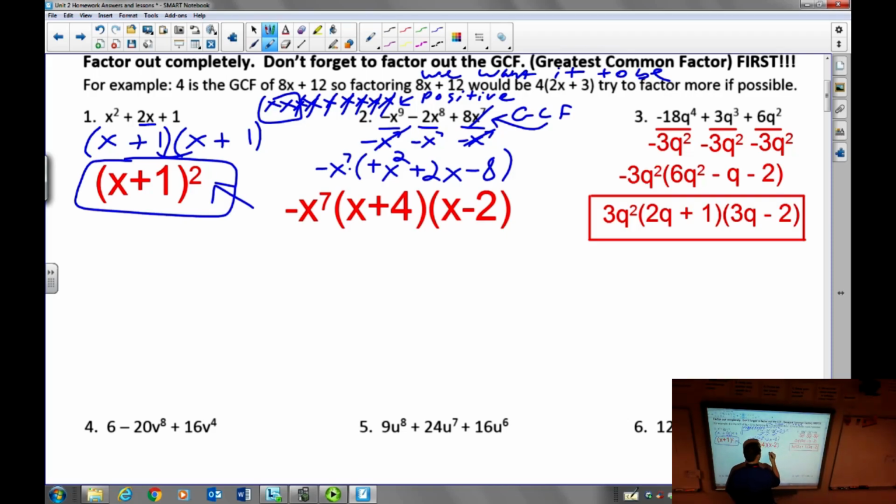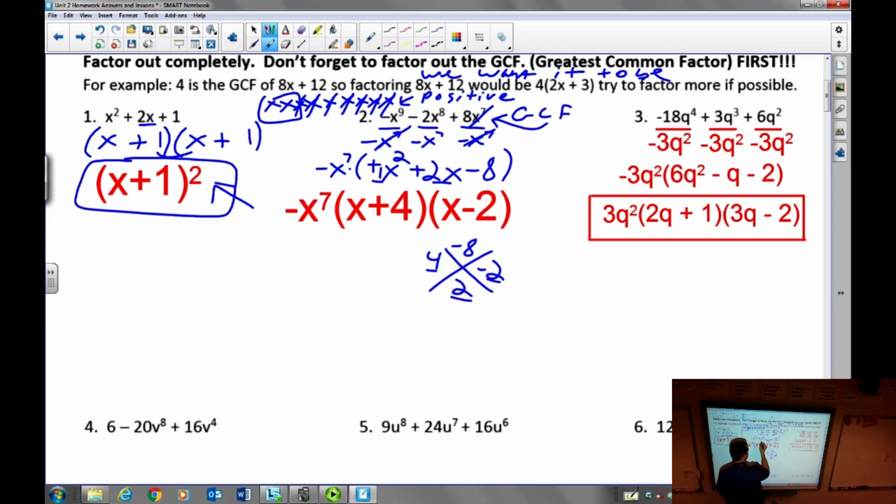And if you couldn't remember that, then think about the x box method. 1 times negative 8 is negative 8 for the top part of the x. And then the bottom part is the middle term, which is 2 for 2x. If we do 4 times negative 2, we get negative 8, and then 4 minus 2 is 2. So that works for us.